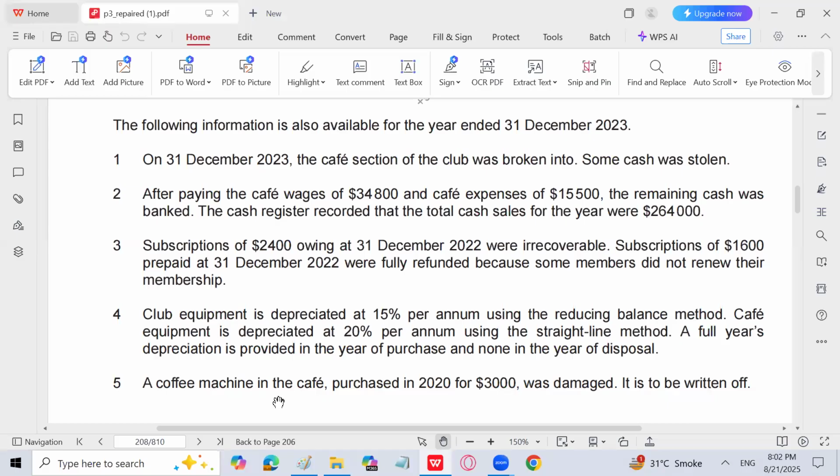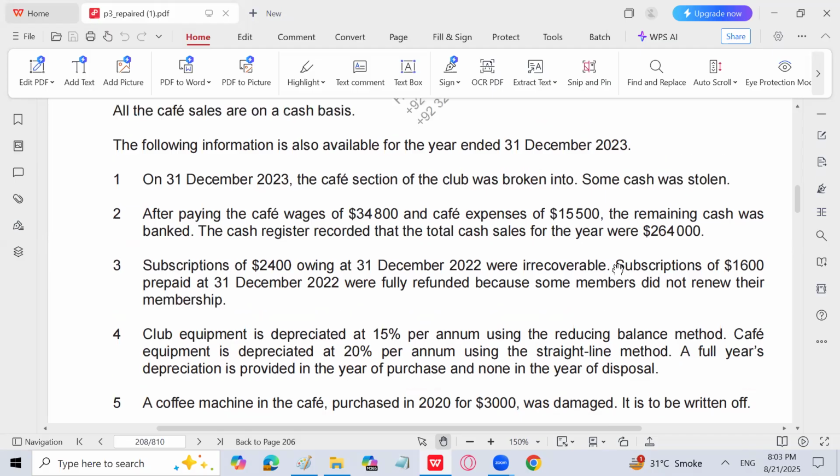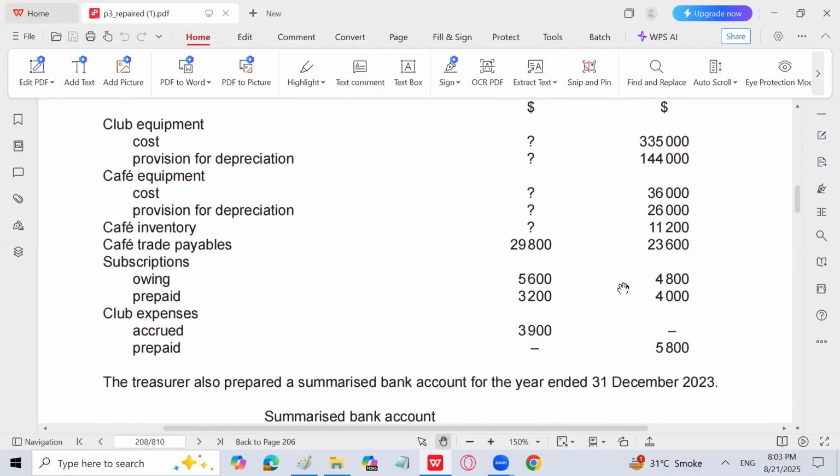disposal. A coffee machine in the cafe purchased in 2020 for 3,000 was damaged. It is to be written off. This is a total scrap expense which we need to write off, purchased in 2020 for 3,000. Now it is worthless. It is damaged. So we have to record it as an expense, and we also have to subtract it from the cafe equipment, because the cost of the cafe equipment should be decreased by 3,000, and it will be a dead loss, which should be written off in the cafe expenses also, with an amount of 3,000.